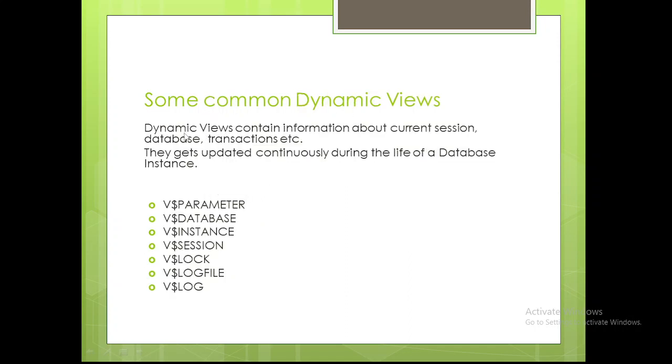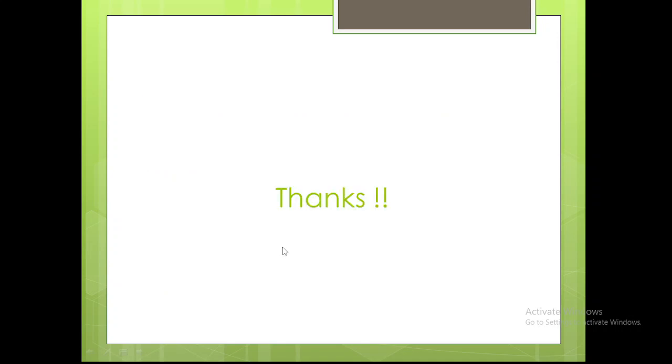Some common dynamic views. These views contain information about the current session, database, and transaction, which we have discussed earlier. They get updated continuously during the life cycle of the database instance. These are some common dynamic views: V dollar parameter, V dollar database, V dollar instance, which will tell us about the database instance names, V dollar session, V dollar log file, and V dollar log.